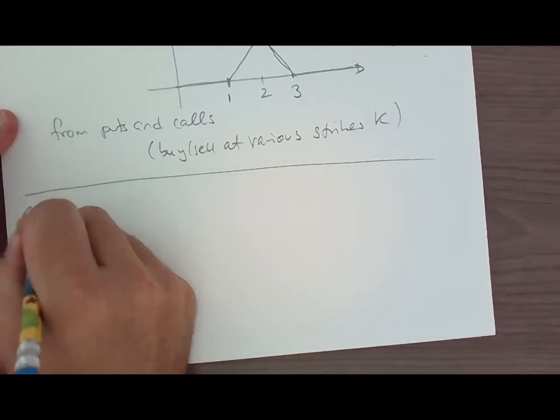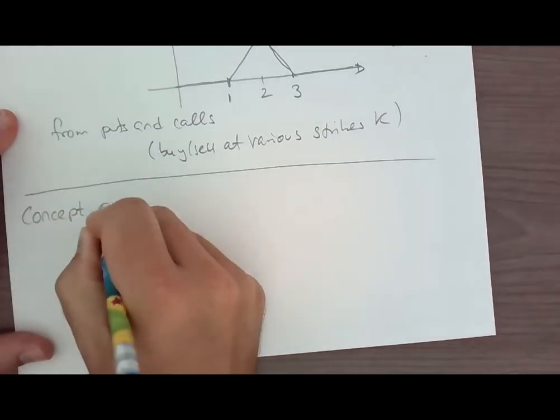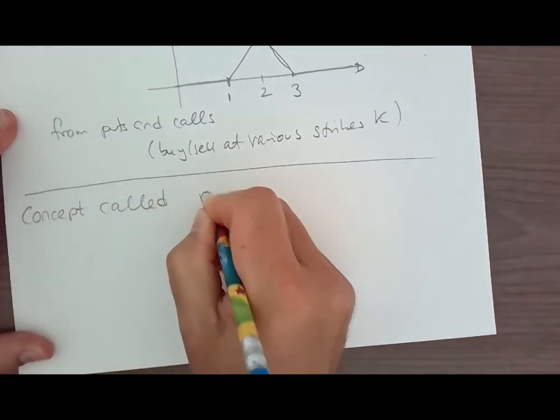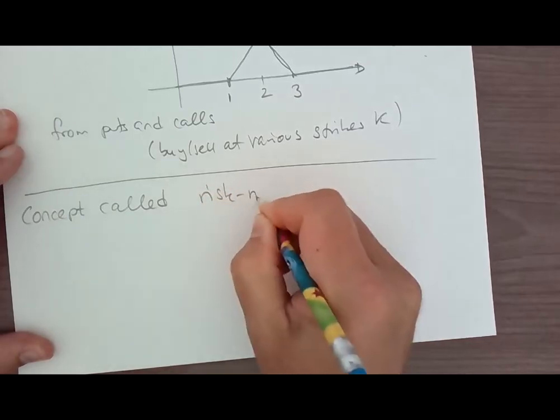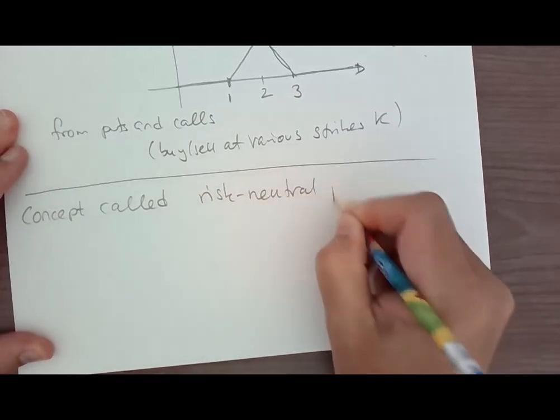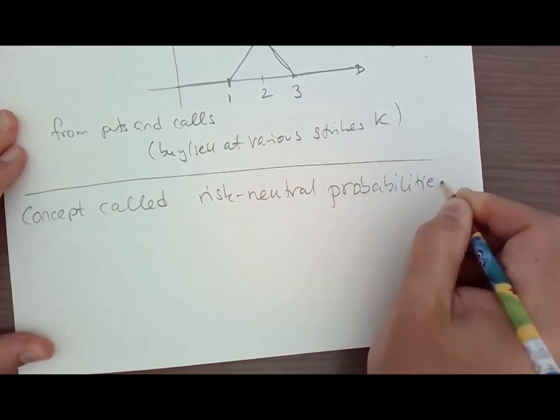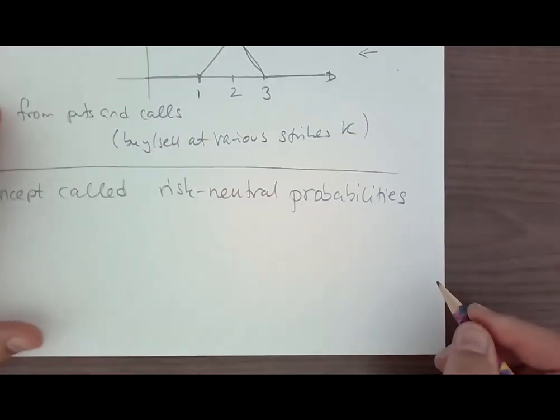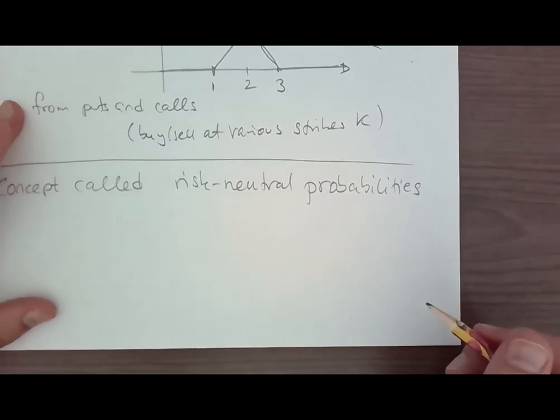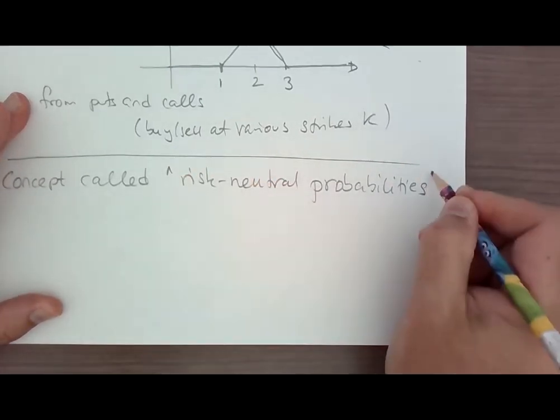So there's a concept called risk-neutral probabilities. So this is a new concept.